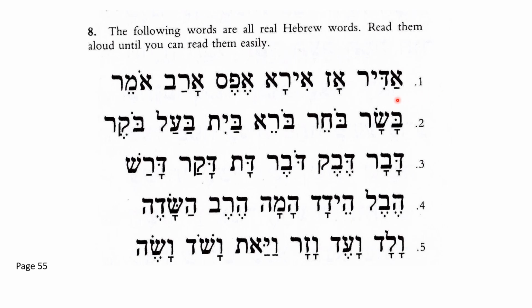Okay, let's read across. Adir, adir. Az, ira, ira. Efes, efes. Arav. Omer, omer.